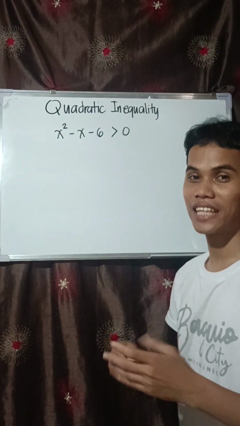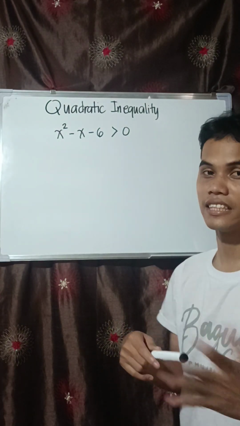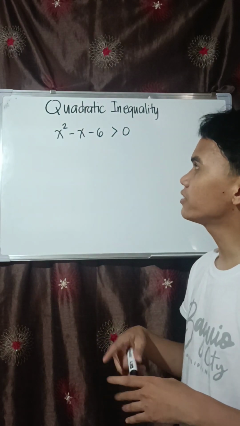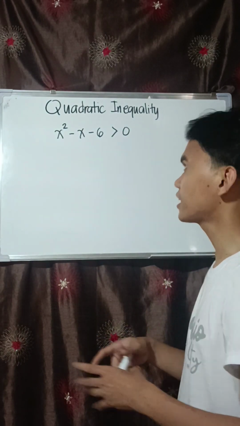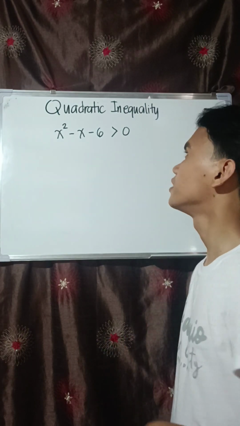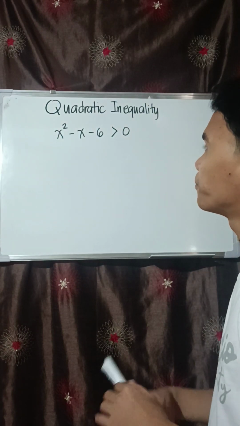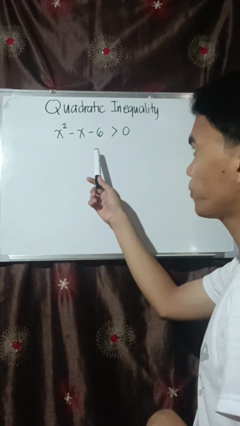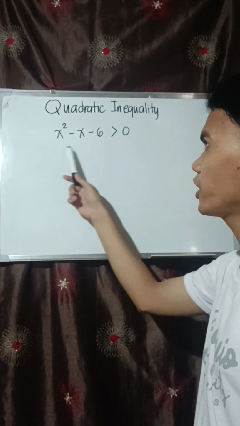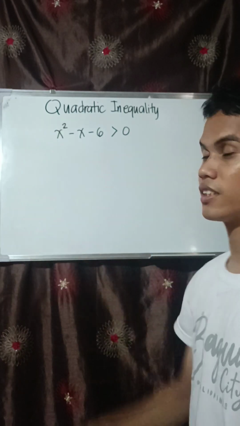Let's solve this quadratic inequality. The given is x squared minus x minus 6 is greater than 0. So yung first step natin, let's find first the zeros of this one, x squared minus x minus 6.